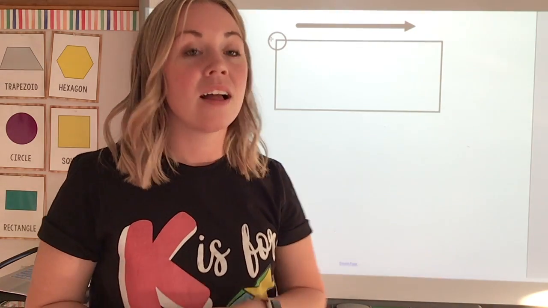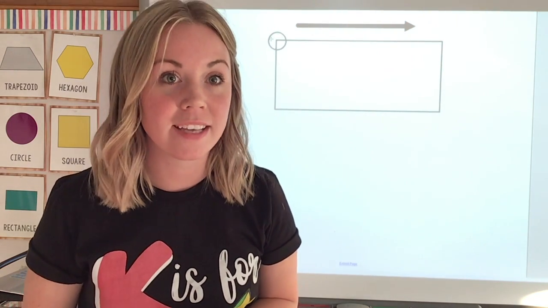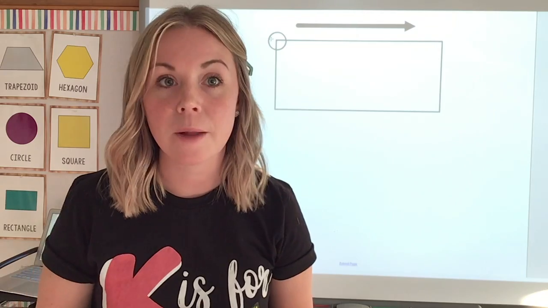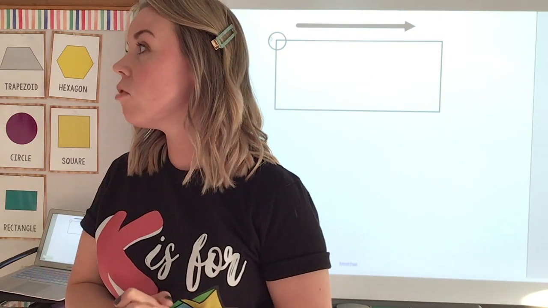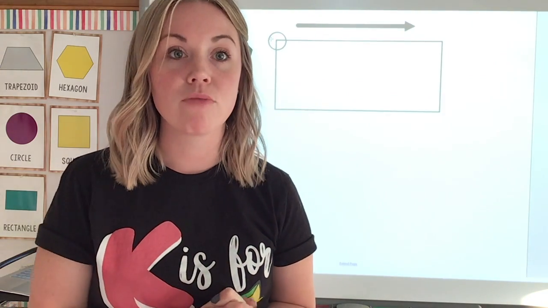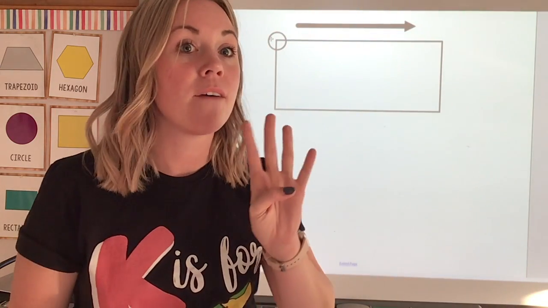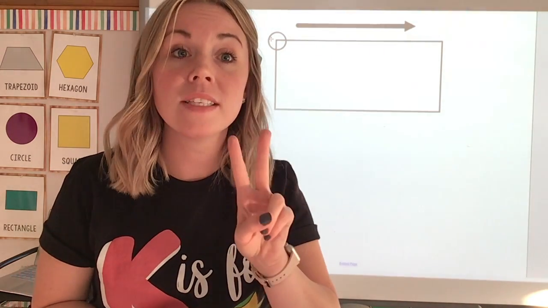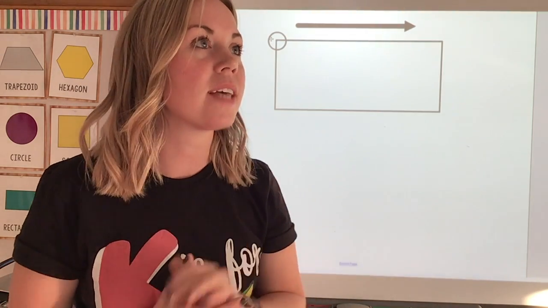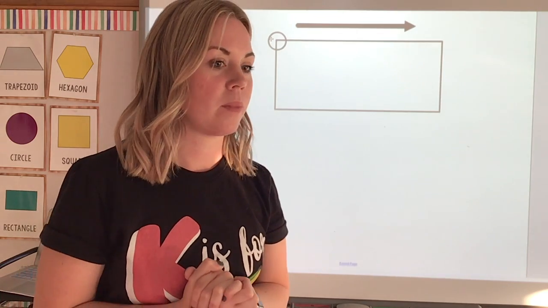Pretty cool. Let's go ahead and see if we can find any rectangles around the room you're sitting in. So take just a couple seconds to look around the whole entire room and see if you can find a rectangle. Remember, a rectangle has 4 sides and 4 corners, but 2 of the sides are longer and 2 of the sides are shorter.